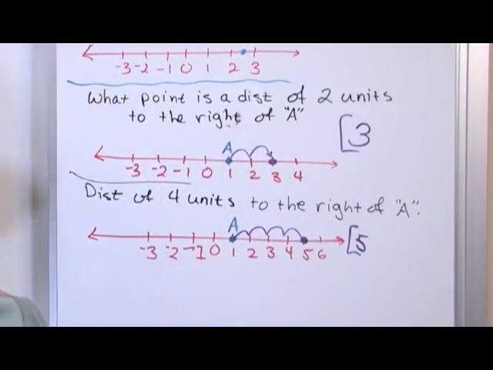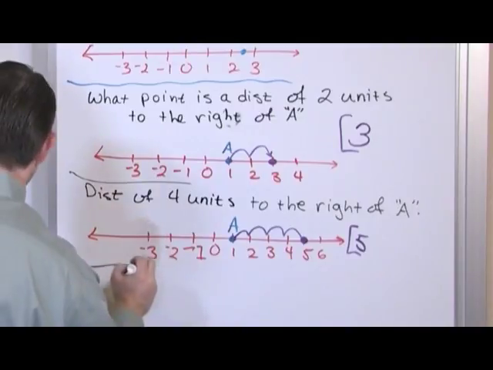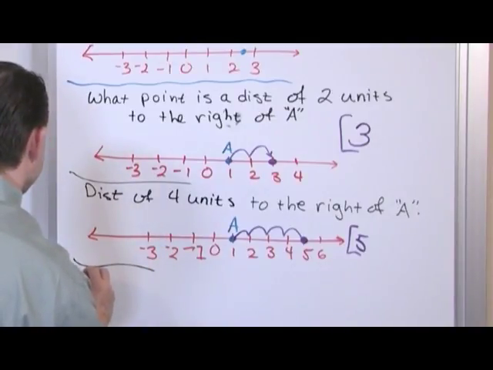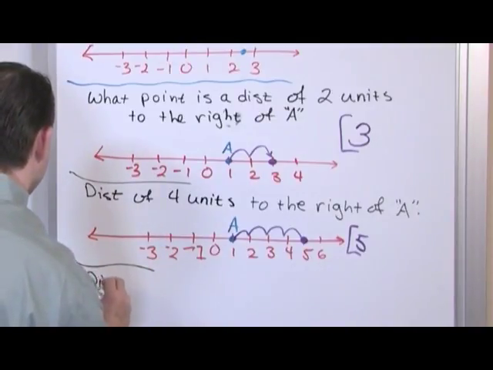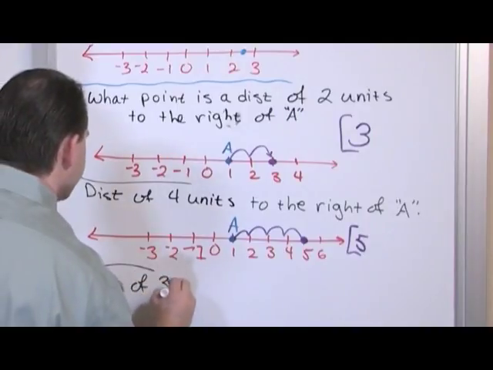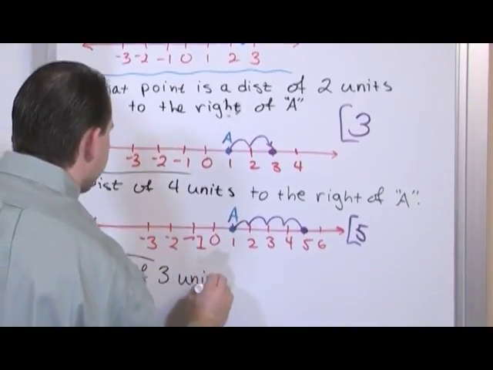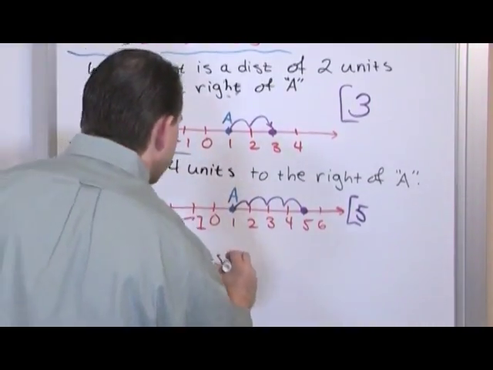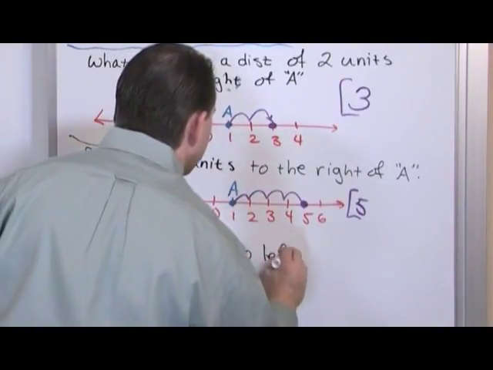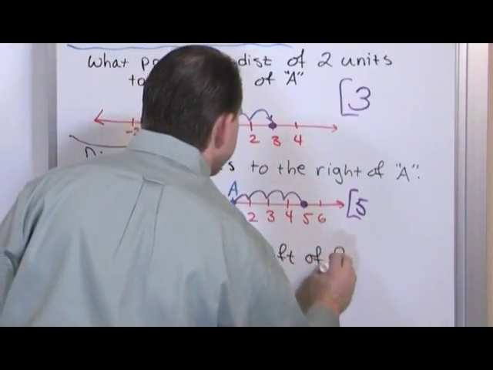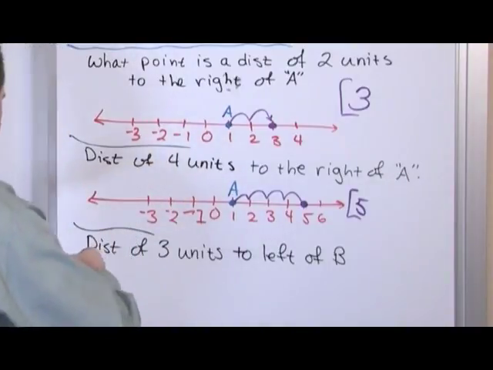Now let's do one more. This one is sort of going to be more like what you would think of when you think of subtraction. So what point is a distance of 3 units to the left of B? And I haven't drawn it, so let's draw it.